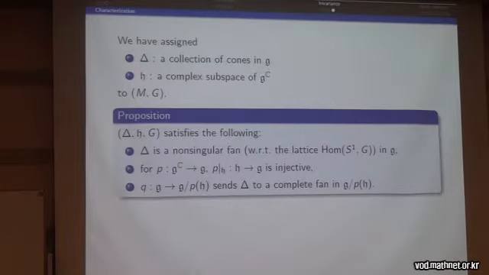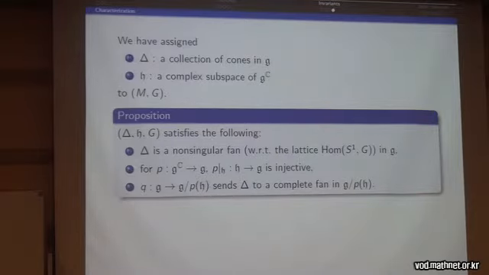So these invariants are controlled by the following proposition. This is a little bit hard to understand quickly, but let me explain. So the triple Delta, h, g, where h is a complex subspace, satisfies the following. One, the collection of cones is actually a non-singular fan. Here non-singular means with respect to the lattice. So the lattice is the set of homomorphisms.